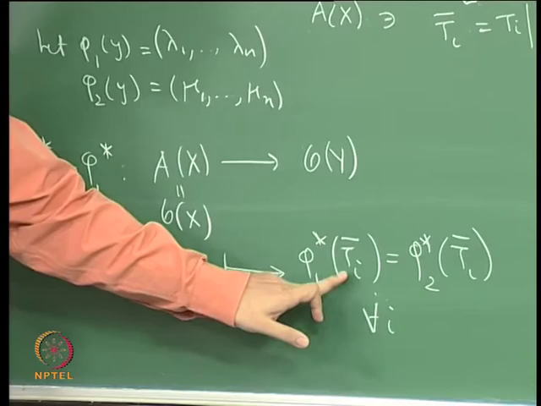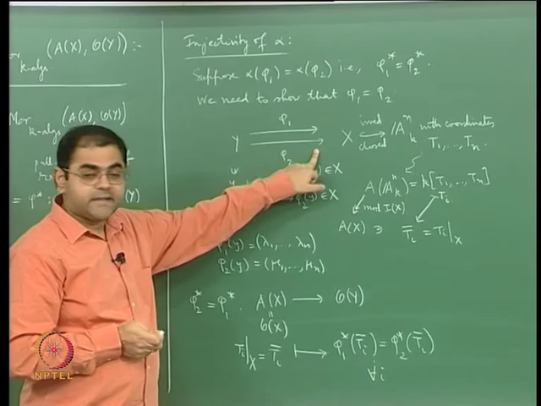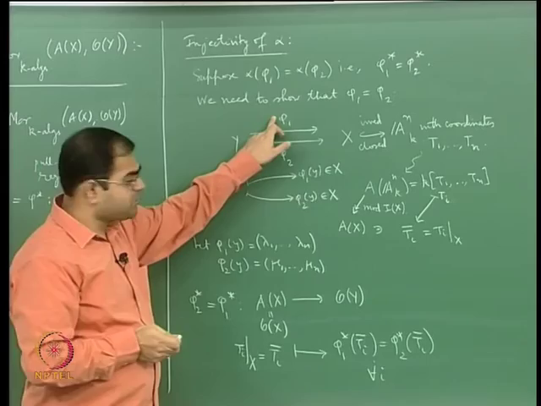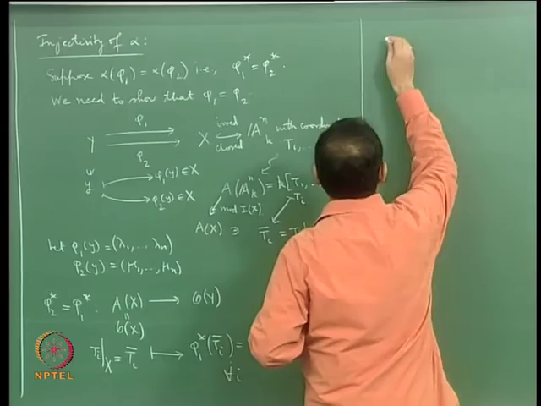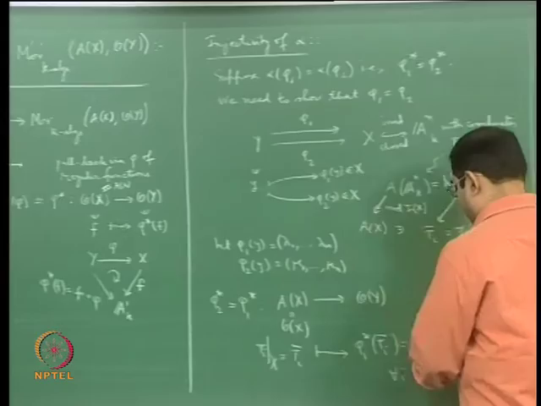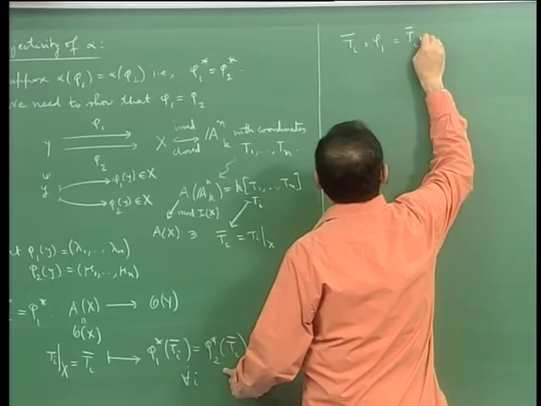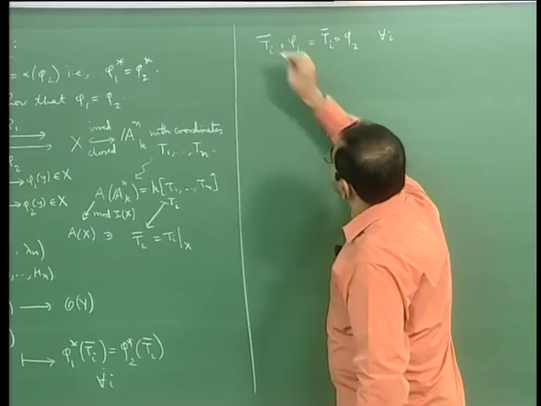Phi 1 upper star of Ti bar is the regular function on Y which is gotten by pulling back the regular function Ti bar on X. And what does pullback do? Pullback is just composition with phi. So what this means is that phi upper star of F is F circle phi, it's just composition. So if you translate that, you will get Ti bar composition phi 1 is equal to Ti bar composition phi 2. This is true for every i. This is what it means.